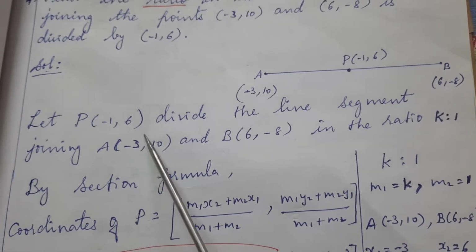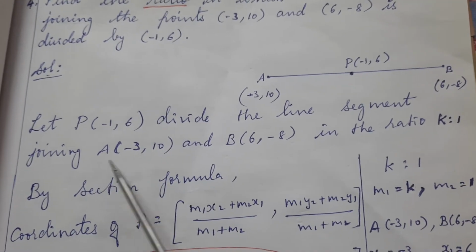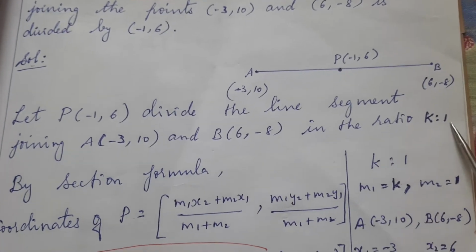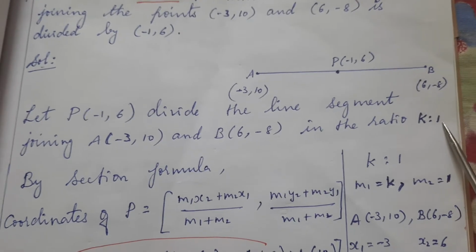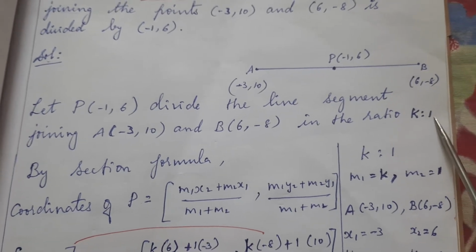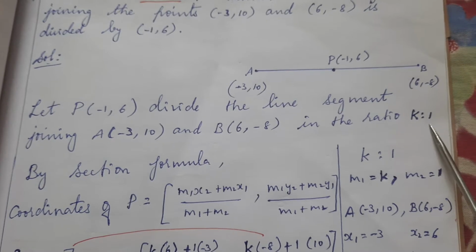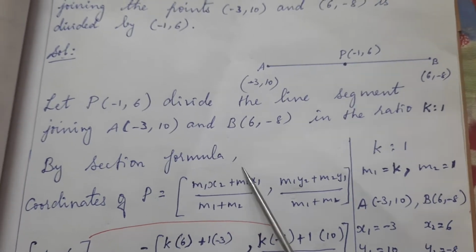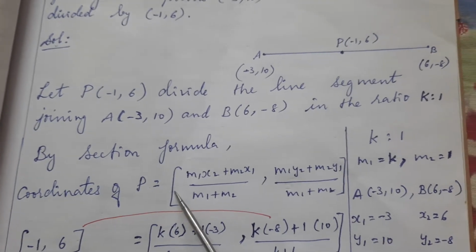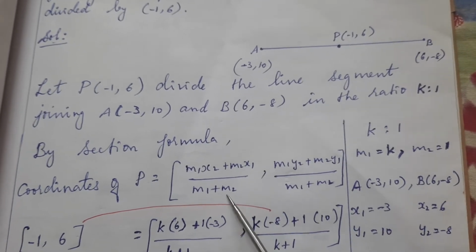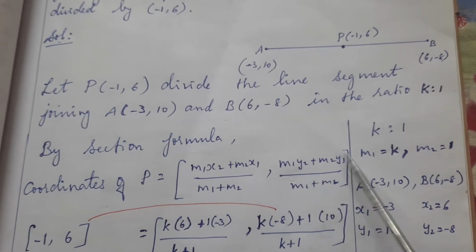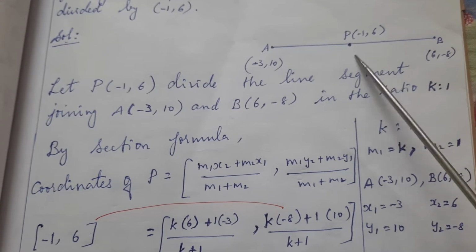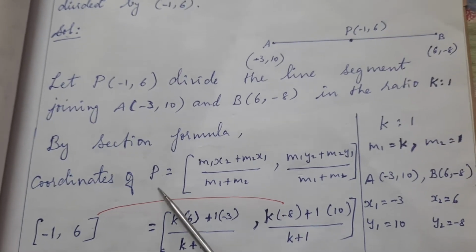So let P(-1, 6) divide the line segment joining A(-3, 10) and B(6, -8) in the ratio k is to 1. Whenever the ratio is not given, we have to assume the ratio as k is to 1. Now you know when the ratio is given, to find the coordinates you use the section formula. So by the section formula, the coordinates of P are (m1x2 plus m2x1) by (m1 plus m2), and (m1y2 plus m2y1) by (m1 plus m2), because we have to find at what ratio P is going to divide. So we are using the coordinates of P.